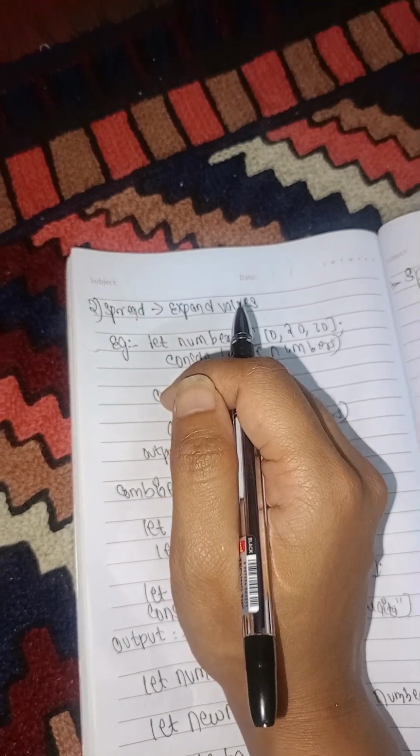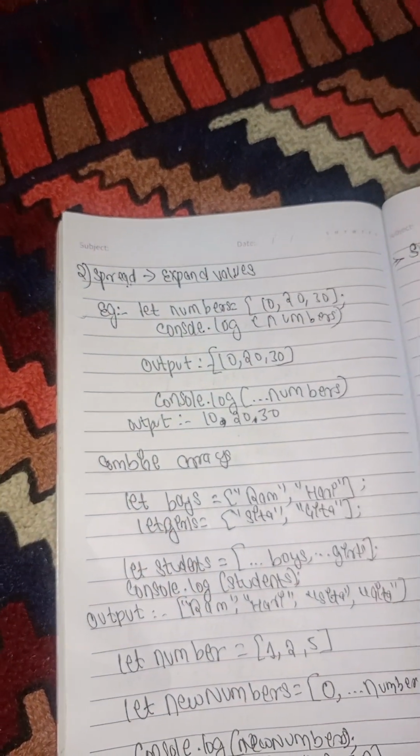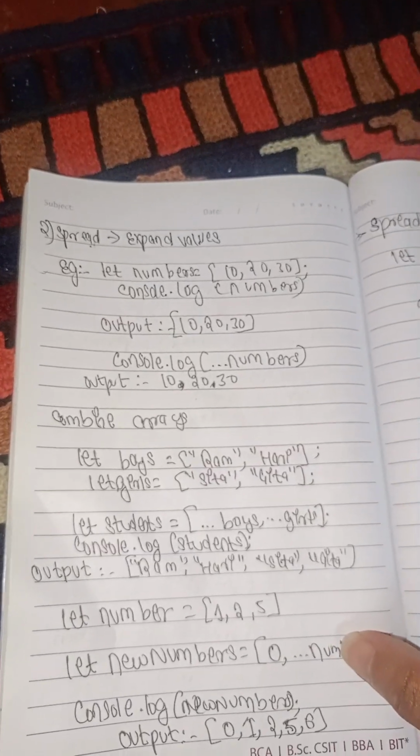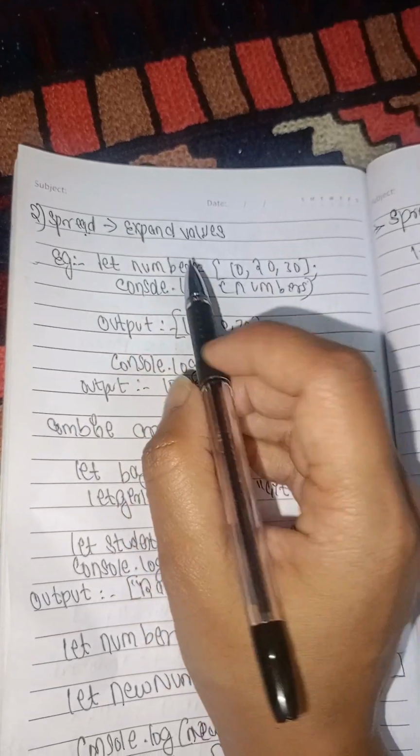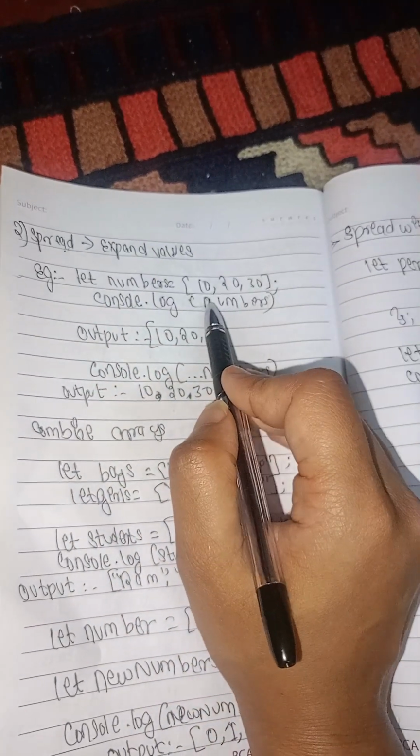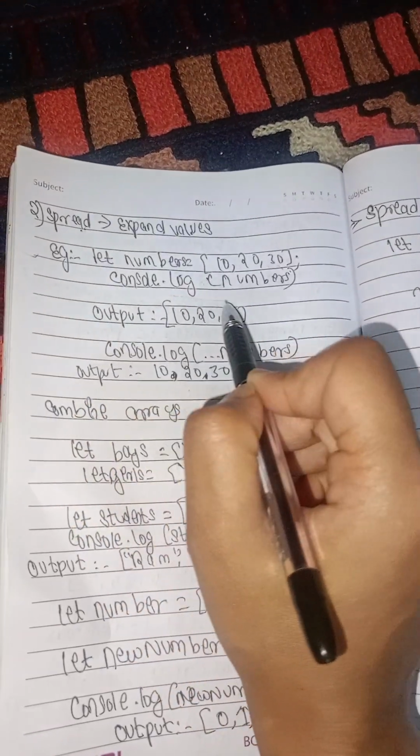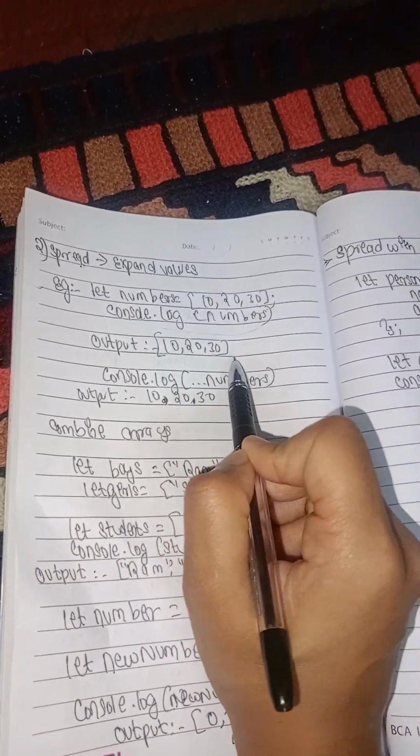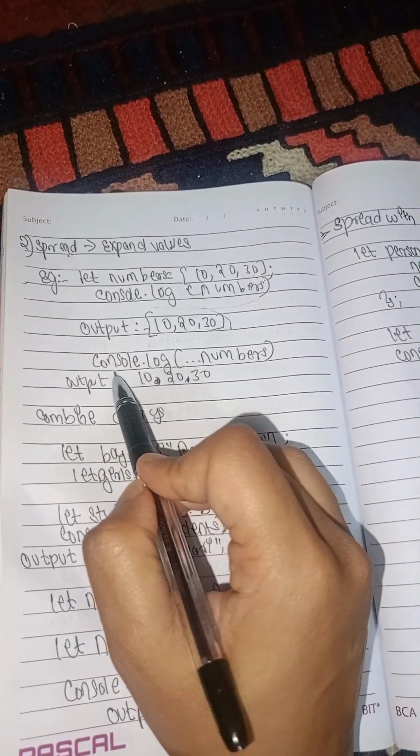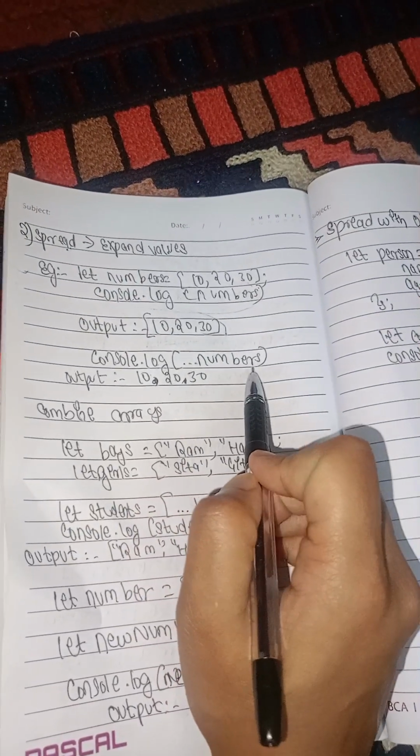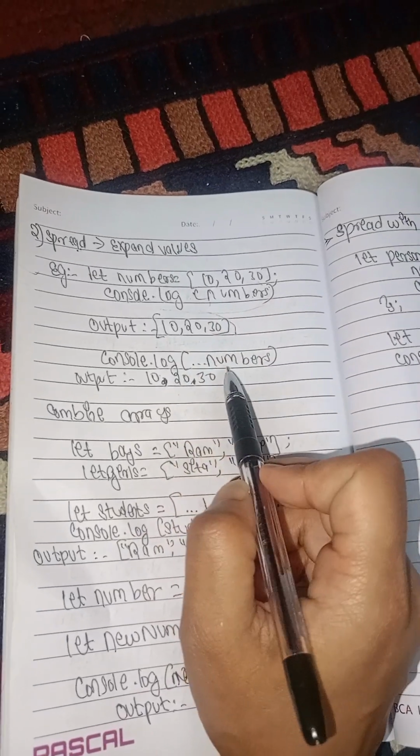Okay, let's talk about our next topic, which is spread. Spread means expanding the values. Basically it is going to expand our values, and here I have taken one simple example. Let numbers is equal to 10, 20 and 30, and I just print numbers. Without spread, what is going to print is 10, 20 and 30 inside an array. So this is our output. Again, what if I do console.log dot dot dot numbers? This is spread, so the output will be 10, 20 and 30.